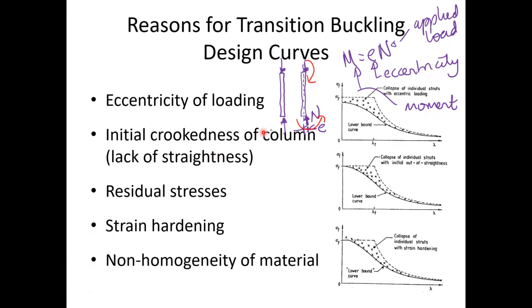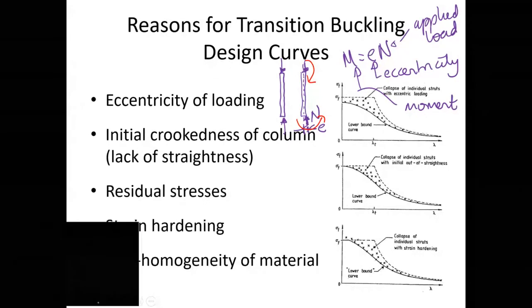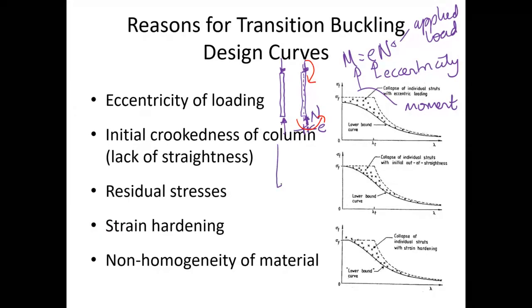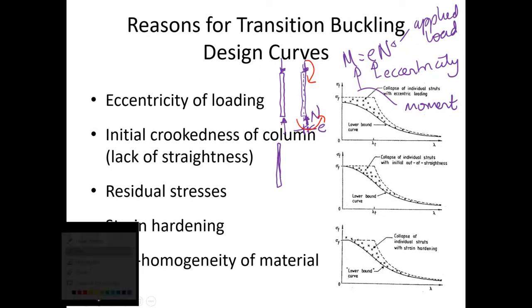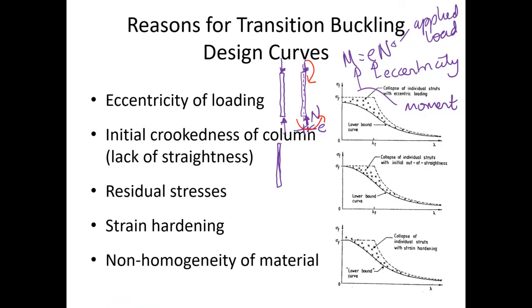And the material has to be able to withstand the stresses due to the moment plus the stresses due to the axial load. Okay, initial crookedness of the column, so lack of straightness. We've done lots of tests ourselves on this type of thing. If we have a member like this, before we even put any load on it, just after it's been manufactured, it might end up having some sort of initial sideways crookedness. This is obviously very exaggerated. We've measured that, and we've shown that the bigger the initial crookedness, the lower the capacity to carry load is.